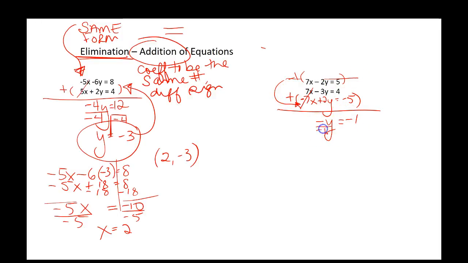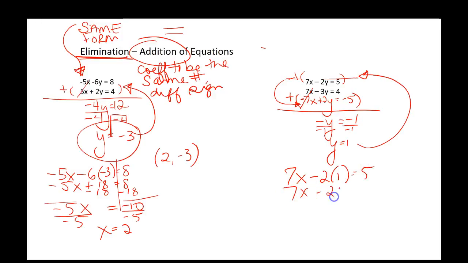Divide everything by negative 1. Y equals 1. Go back to either equation. I'll head back to the first one. 7x minus 2y equals 5. 7x minus 2 equals 5. I'll add 2. 7x equals 7, x equals 1. So my answer should be 1, 1.